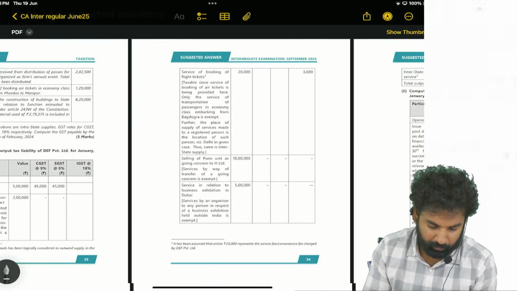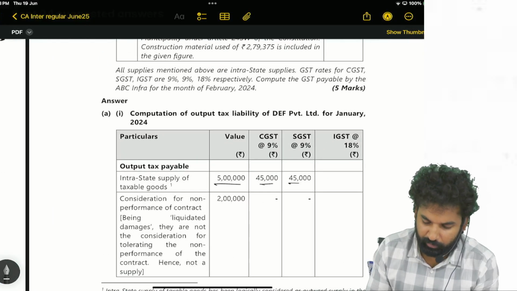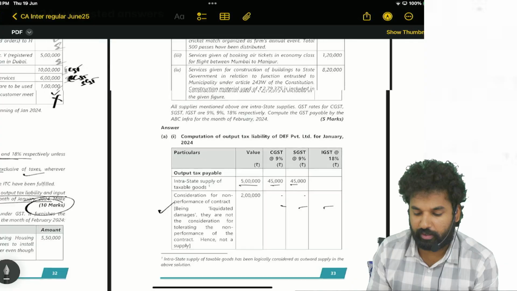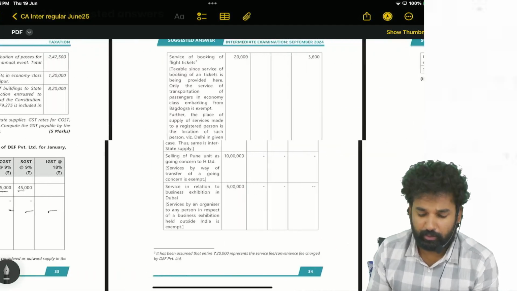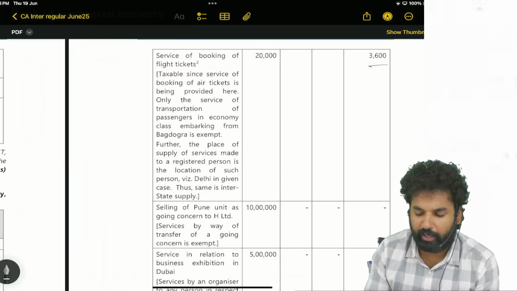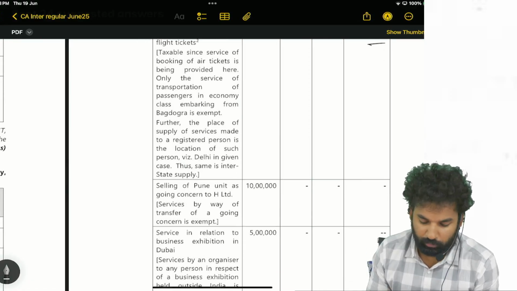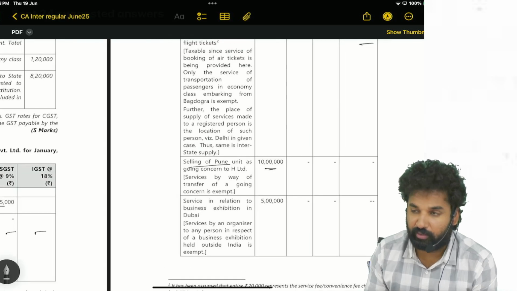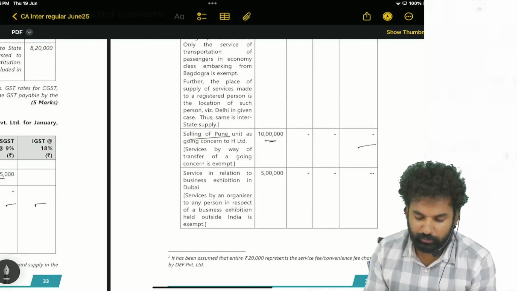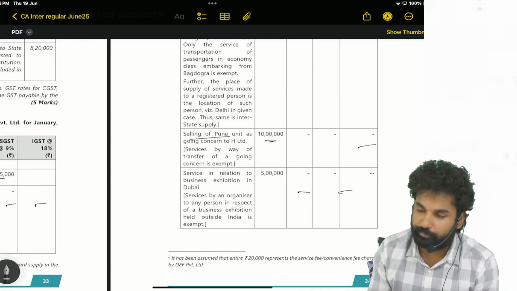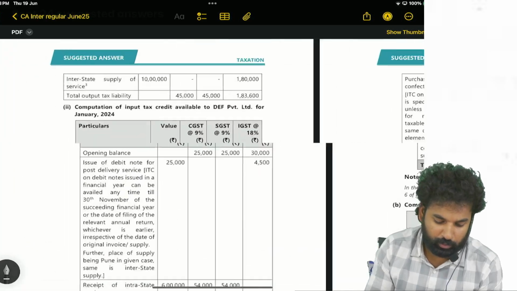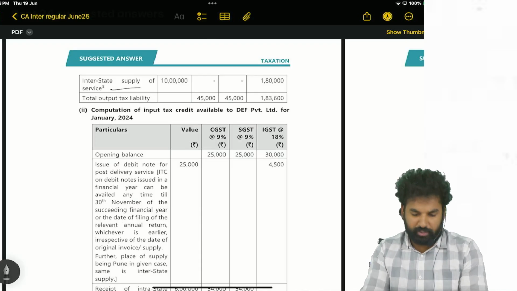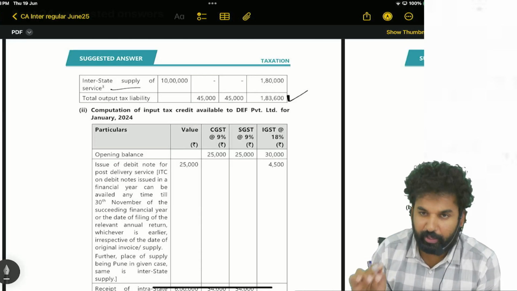Tell me. First point, 5 lakhs, 45,000. Second point, not a supply. Third point, flight ticket booking, IGST. Fourth point, sale as a going concern, nil. Next point, business exhibition in Dubai, nil. Interstate supply of services, 1,80,000, 18% IGST. So total output tax liability arrived.